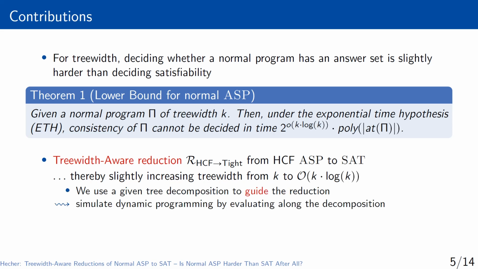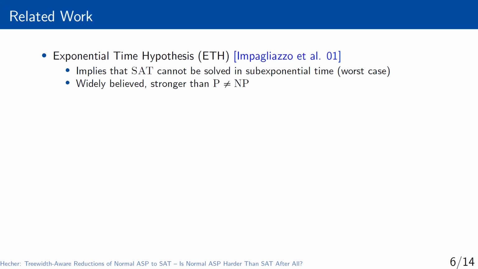Since this reduction is Treewidth-Aware, what it actually does, it simulates parts of dynamic programming by guiding the evaluation or the overall reduction along a given decomposition for treewidth. Unfortunately, the increase of treewidth, which is caused by this Treewidth-Aware reduction, cannot be avoided. Let's quickly recap some related work.